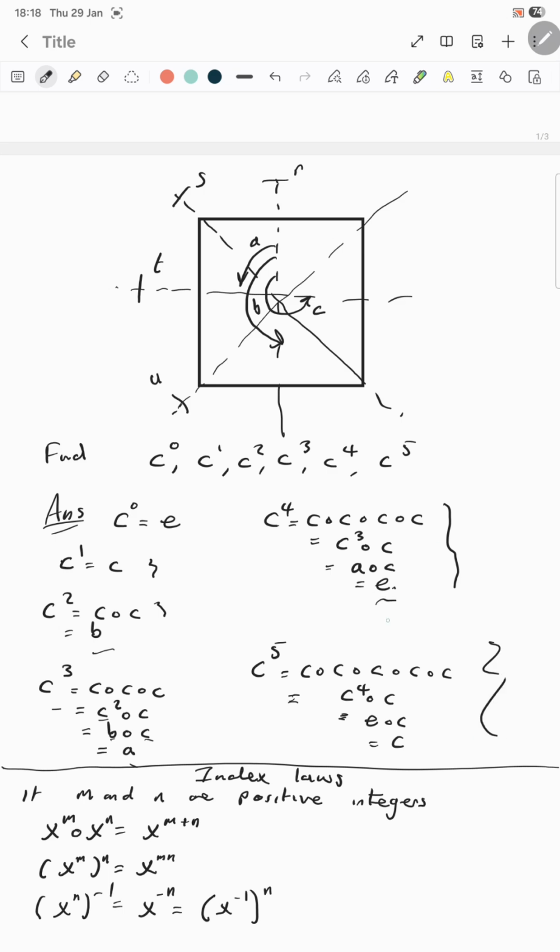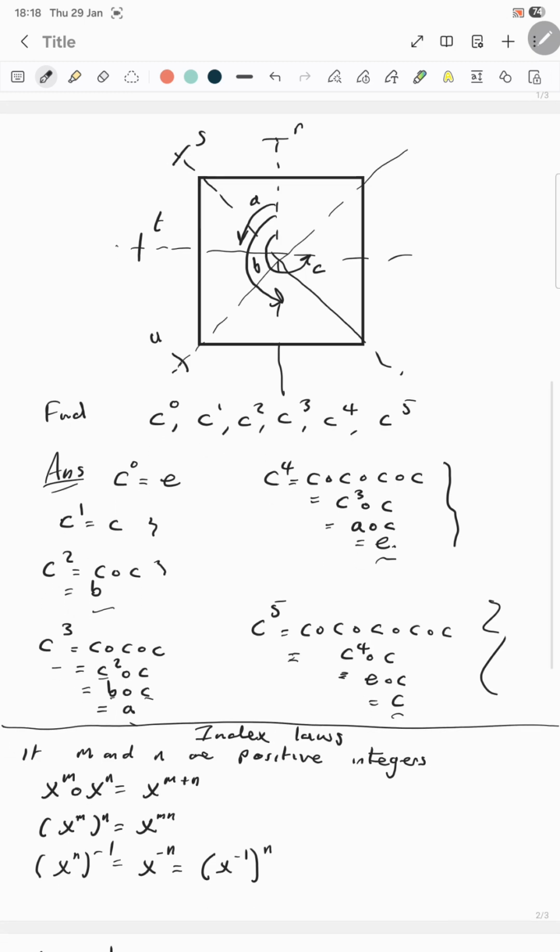C to the 4 gets our identity element back, so we're dealing in cycles of 4 here. As you'll be able to see through our rotations above, that looks right. And C to the 5 gets us back to C.